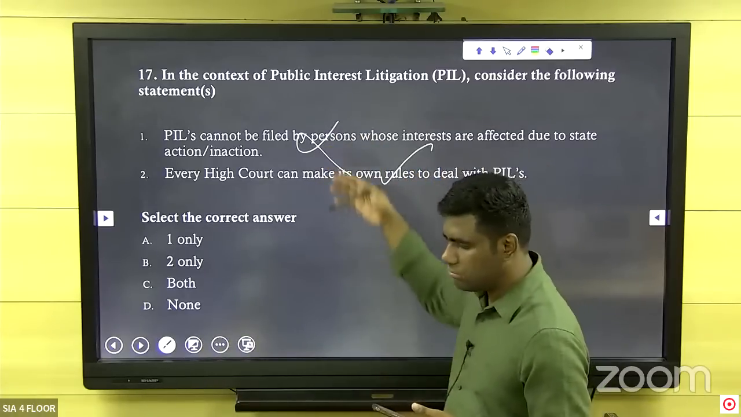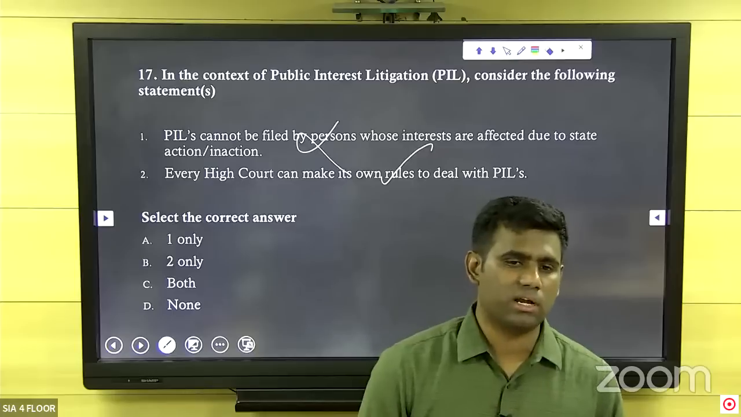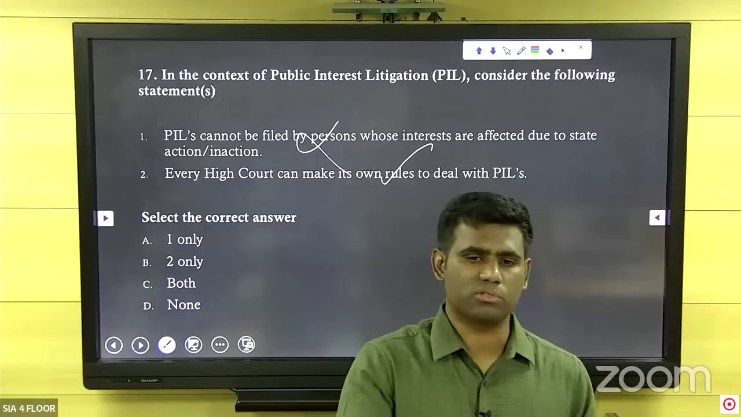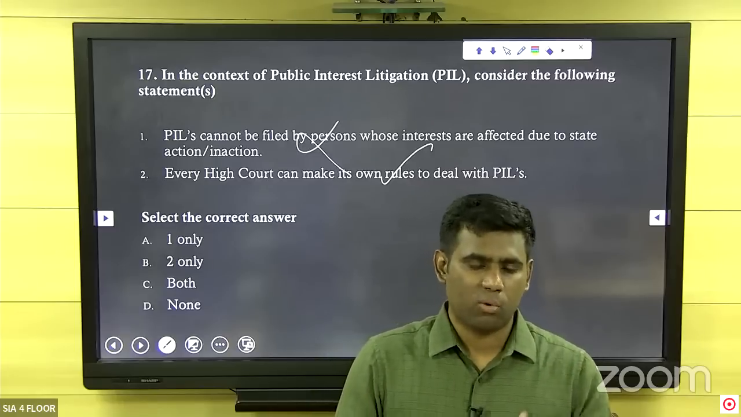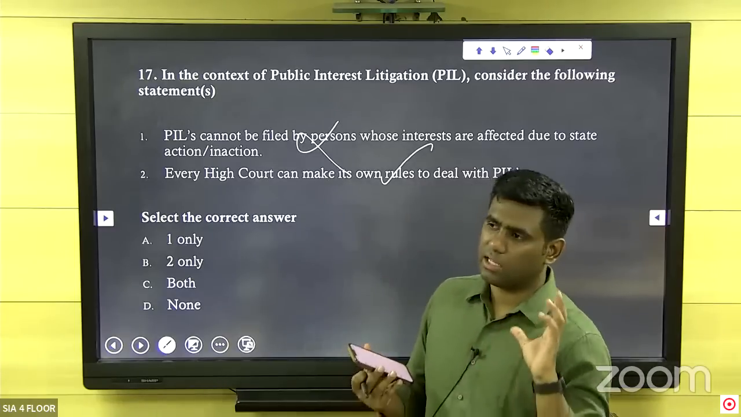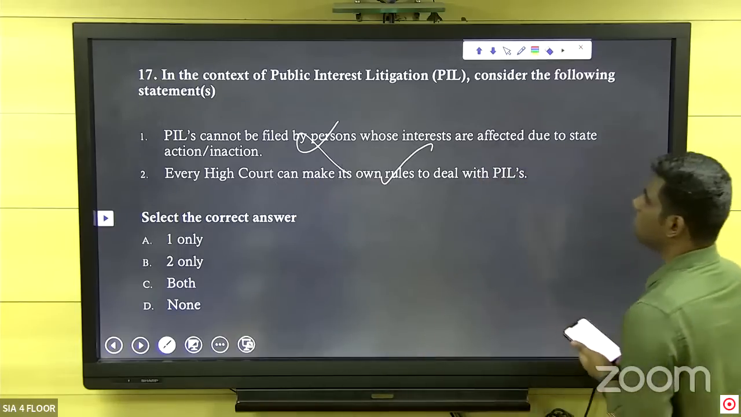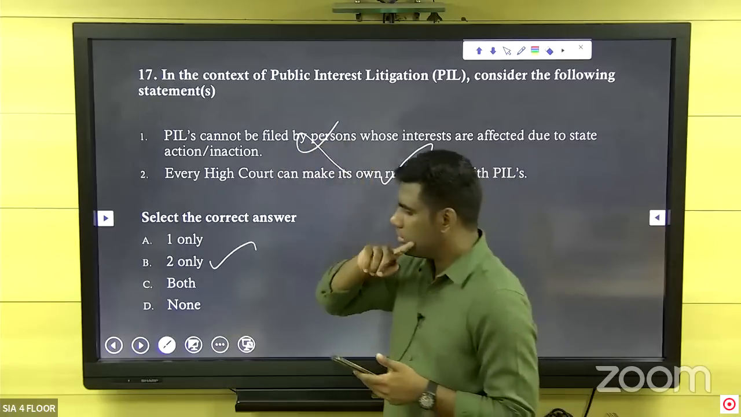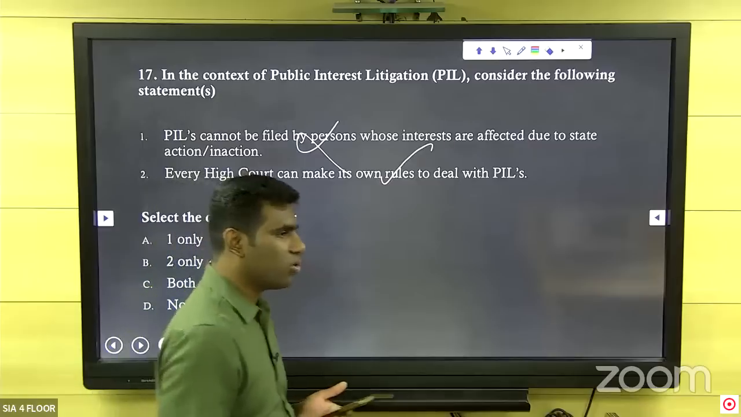The Supreme Court in the same judgment has asked all the high courts to devise their own rules regarding how to deal with public interest litigations. Every high court can have their own procedure. How many judges should dispose of public interest litigation on what day? What should be the form in which the court can receive petitions? So regarding their own procedures, every high court can make their own rules to deal with PILs. So 2 only is the right answer. This is something that happened in the last 6 months only. Maybe you can check out and read more on this.